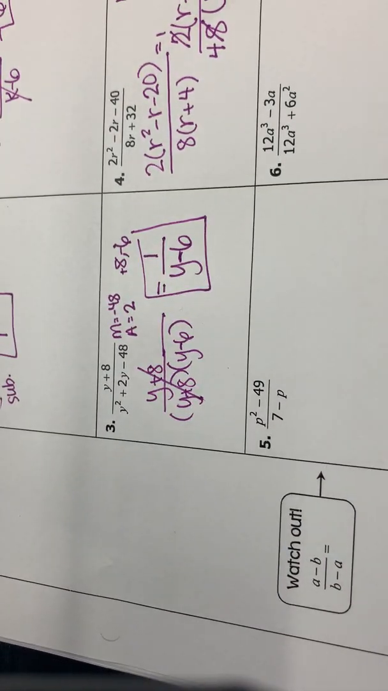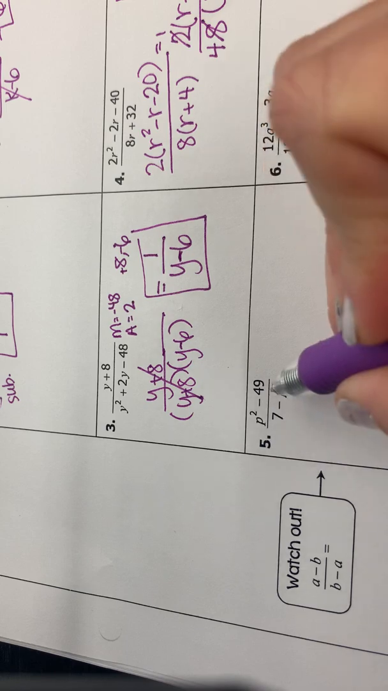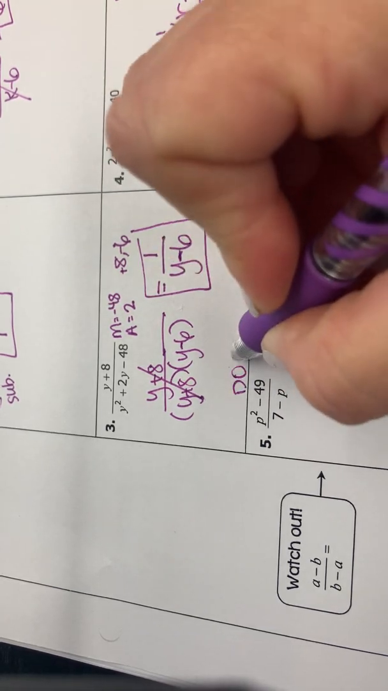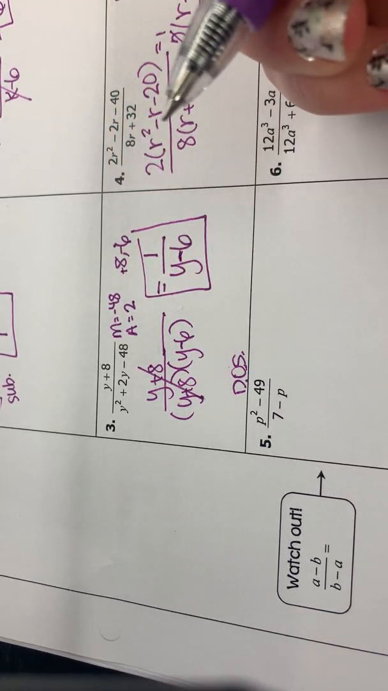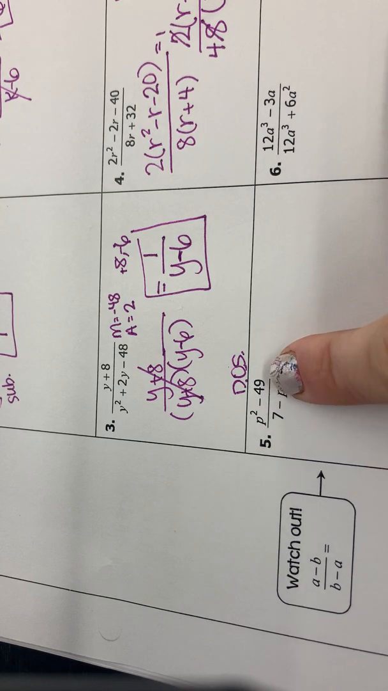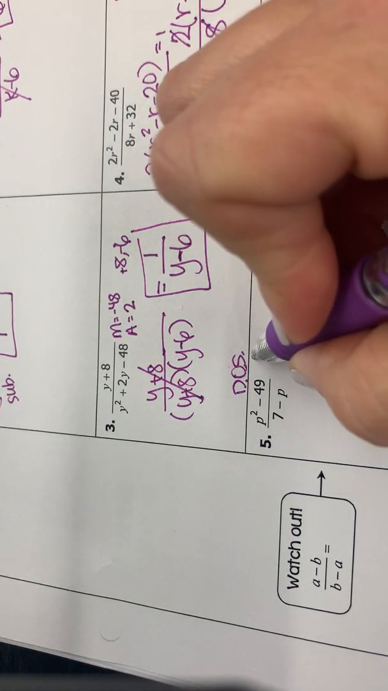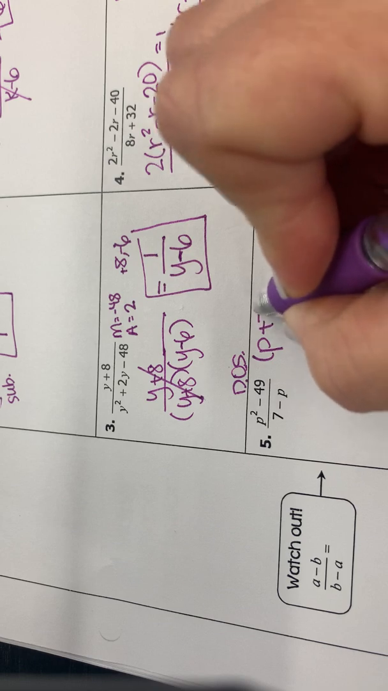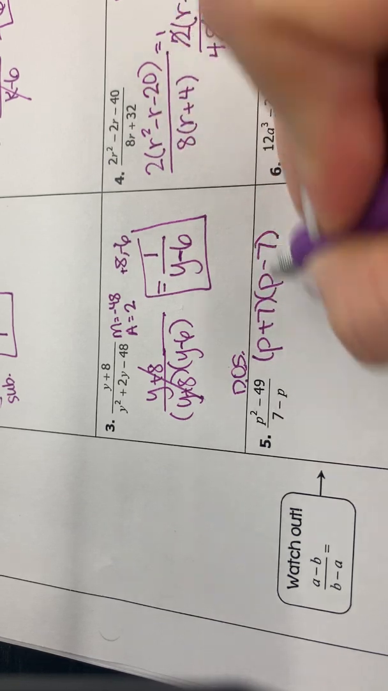Number 5. I almost want to say y'all have any questions, but I can't do that. Number 5, this is a difference of squares, okay? I mean, you got 2 terms. Both of those are perfect square roots. That factors into p plus 7, p minus 7.